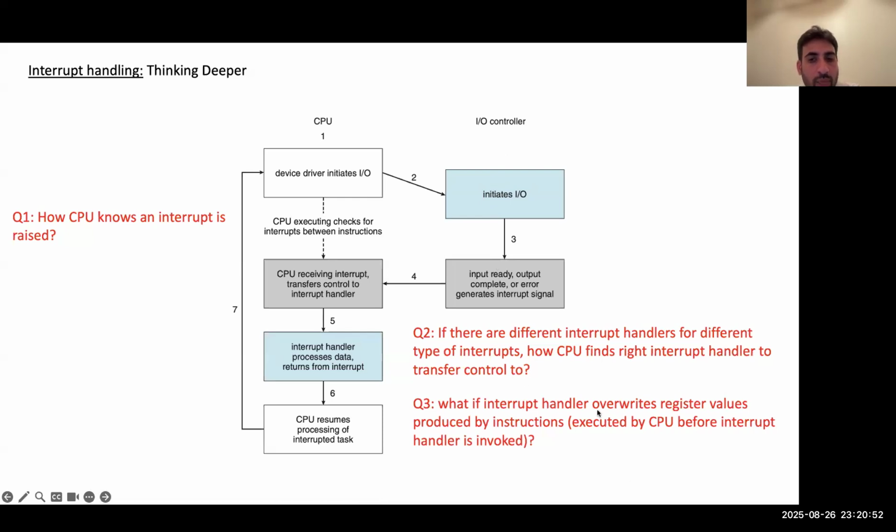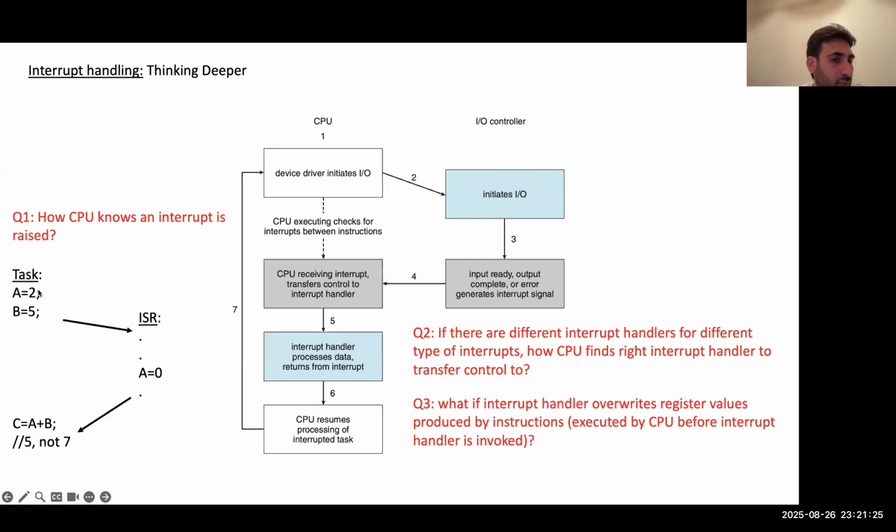Okay, another question is: consider a situation where the OS invokes an interrupt handler, and then the interrupt handler, while it is running, overrides the register values which were produced by instructions that were executed by the CPU before the interrupt handler was invoked. I know it sounds a little confusing, but let me try to explain with an example.